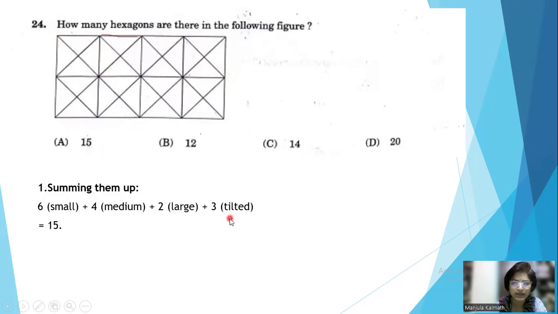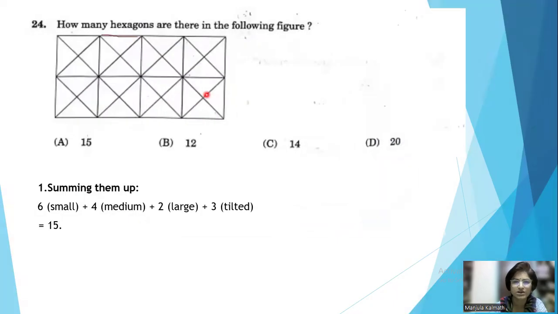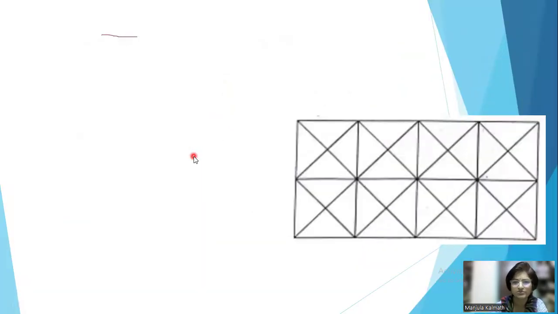And 3 tilted. Tilted in the sense, this also we can consider as a hexagon. 1, 2, 3, 4, 5, 6. So here we have this one, which will be coming as a tilted. So that tilted also we have to consider in between. So here we have an answer for this.